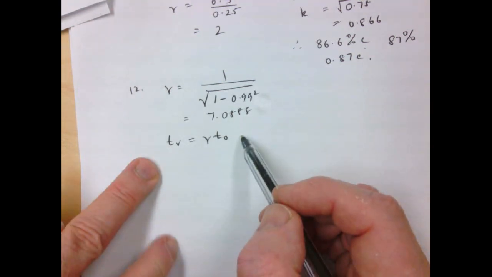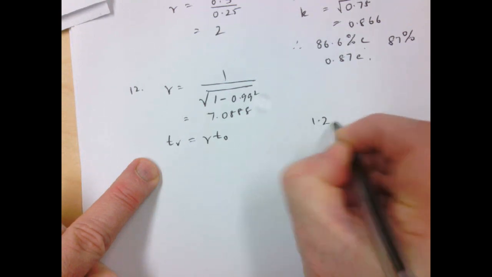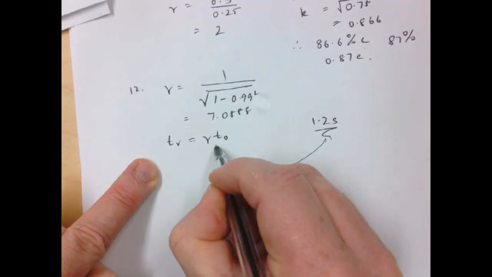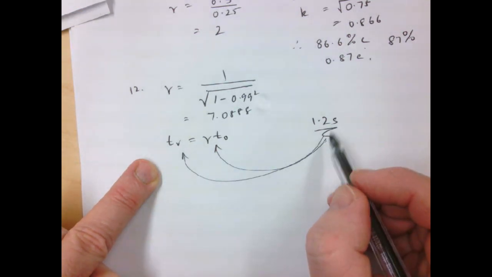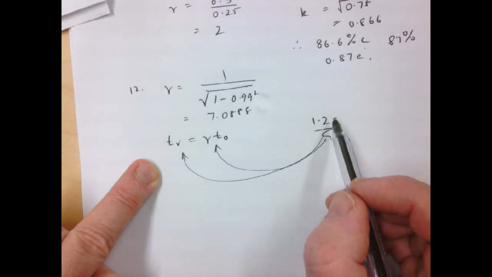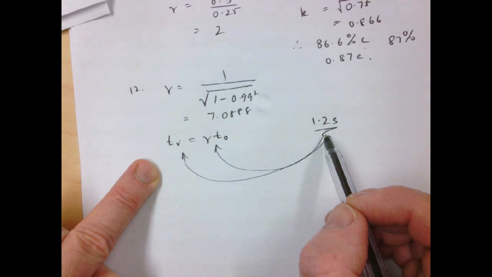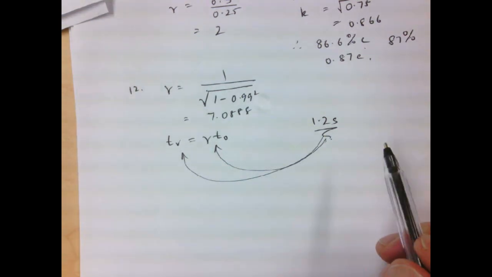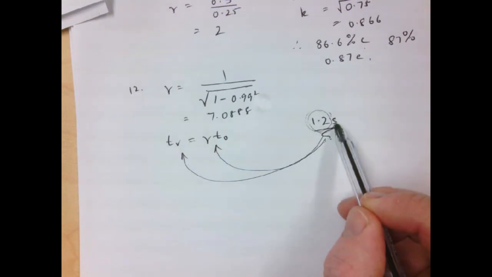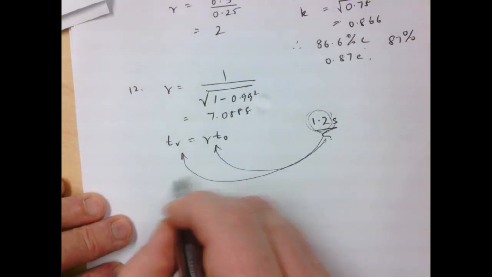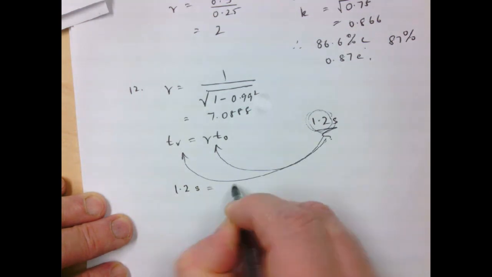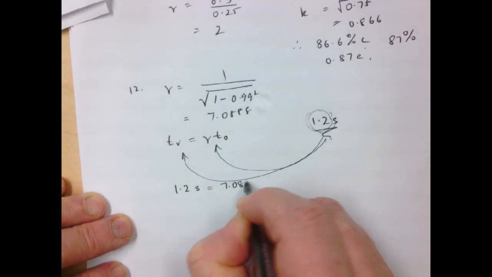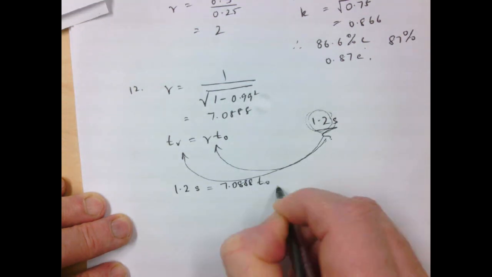Okay, so the two values here is I have 1.2 seconds. So my choice is put it here or here. Okay, so hopefully by now you've worked out that the person on the craft will think that a shorter time is going to pass. So we observe a longer time because the craft is in motion. So this would be the time at velocity. So it's 1.2 seconds passes equals 7.0888 T naught. Okay.